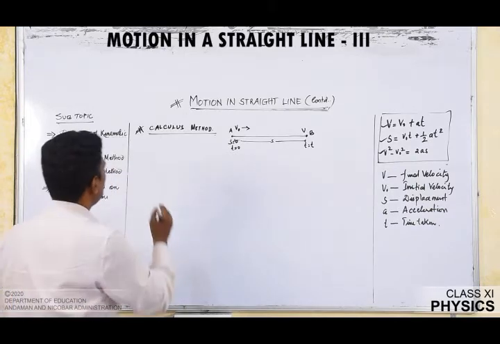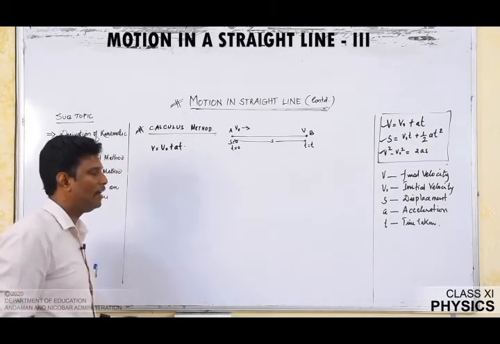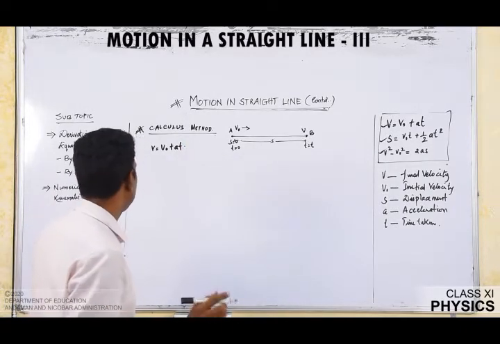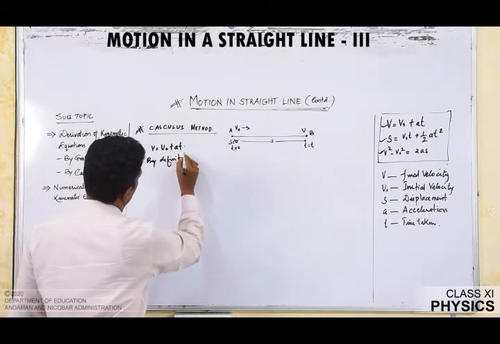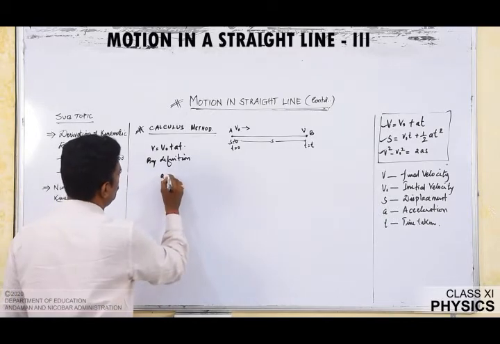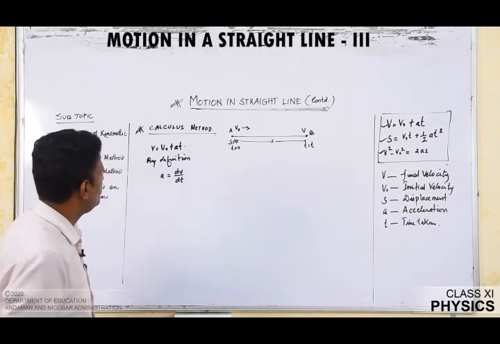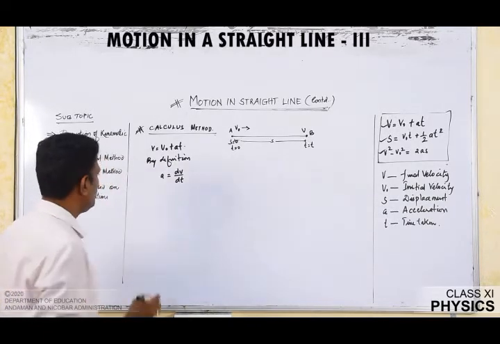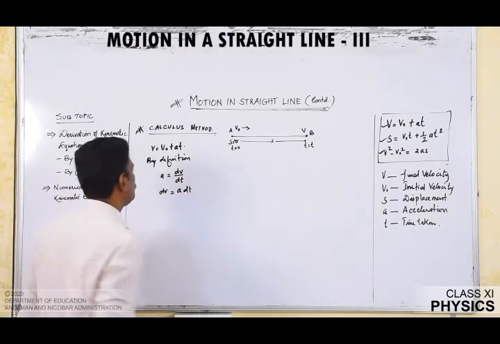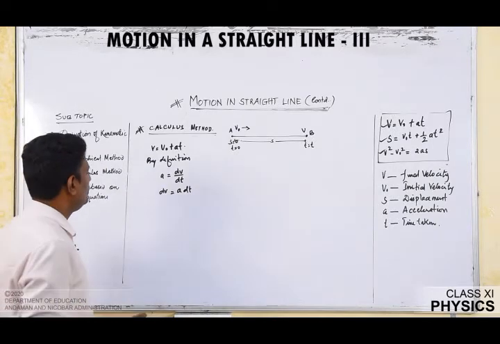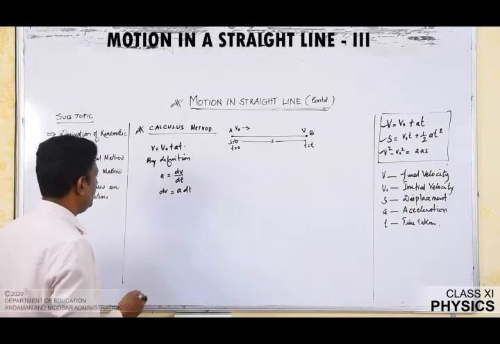For the first equation, that is V is equal to V naught plus AT, this is what we have to derive first by the calculus method. By definition, we know that A is equal to dV by dt, that is change in velocity by change in time. This can be written as dV is equal to A dt. Now, this is in differential form, we need to integrate so that we can get the value of V.